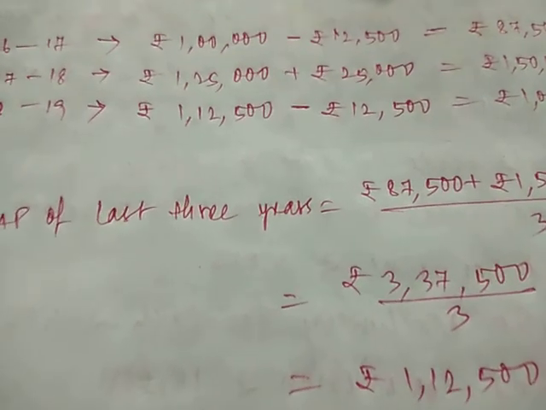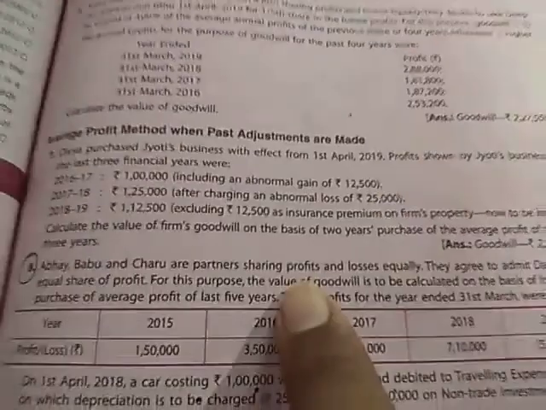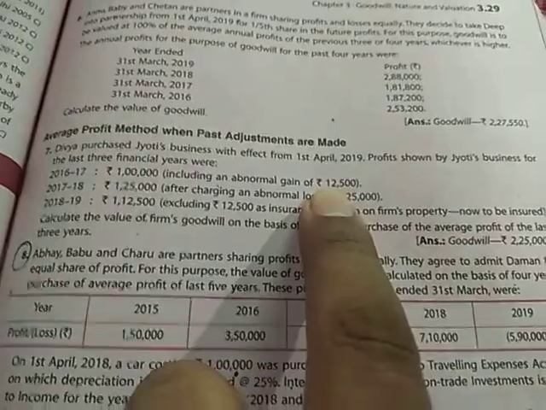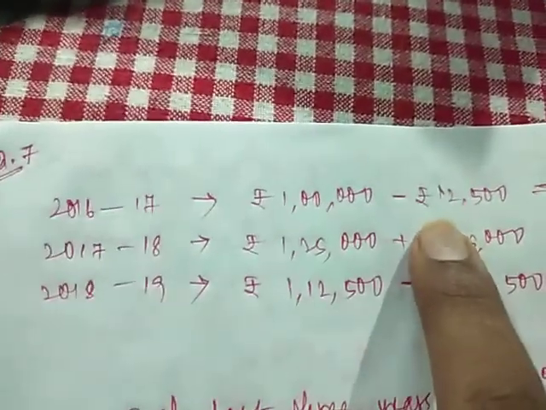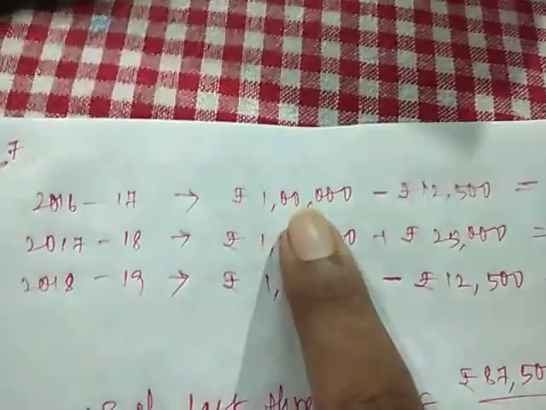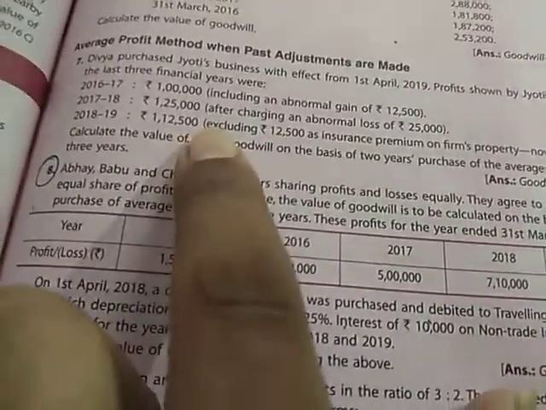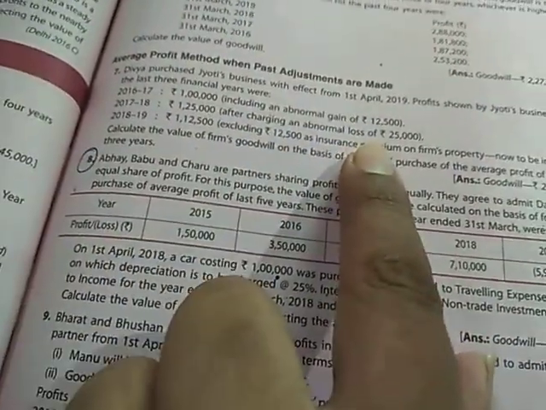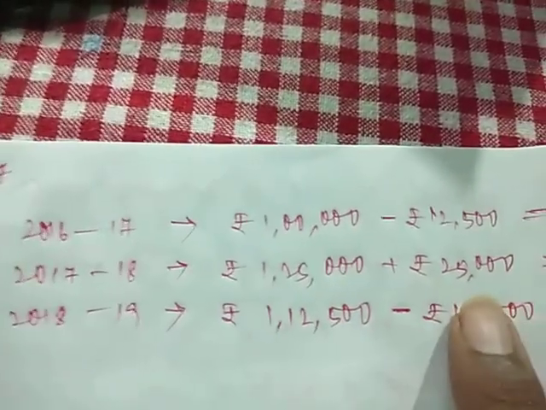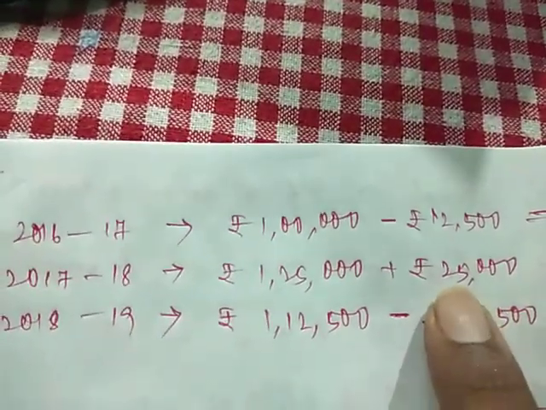So here in the first year we have an abnormal gain of rupees 12,500 included. Since it is an abnormal gain, I have subtracted rupees 12,500 from the first year. In the next year, after charging abnormal loss of 25,000, it was an abnormal loss of 25,000. So such abnormal loss must be added back. So I have added back the abnormal loss of 25,000.